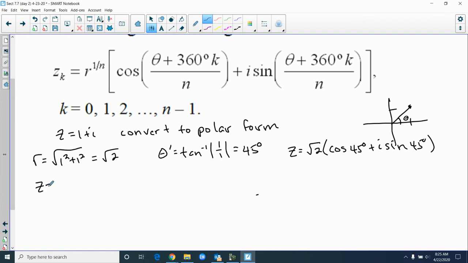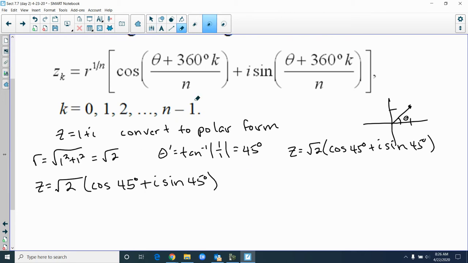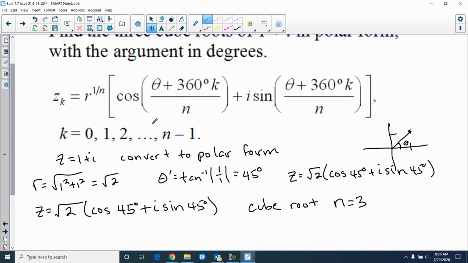We'll put that over here as well. Z equals square root of 2 cosine of 45 degrees plus i sine of 45 degrees. Since we are looking for the cube root, that means n is 3. Fourth root, n would be 4. Square root, n is 2.